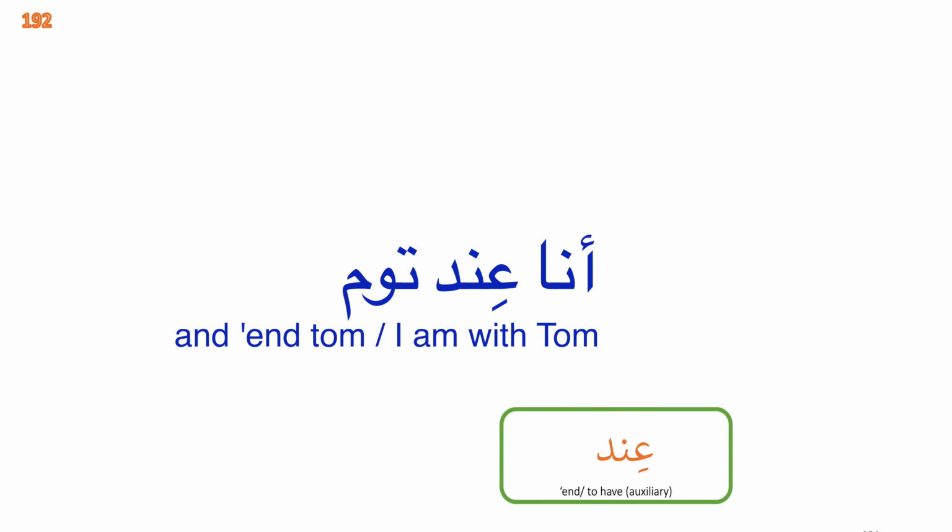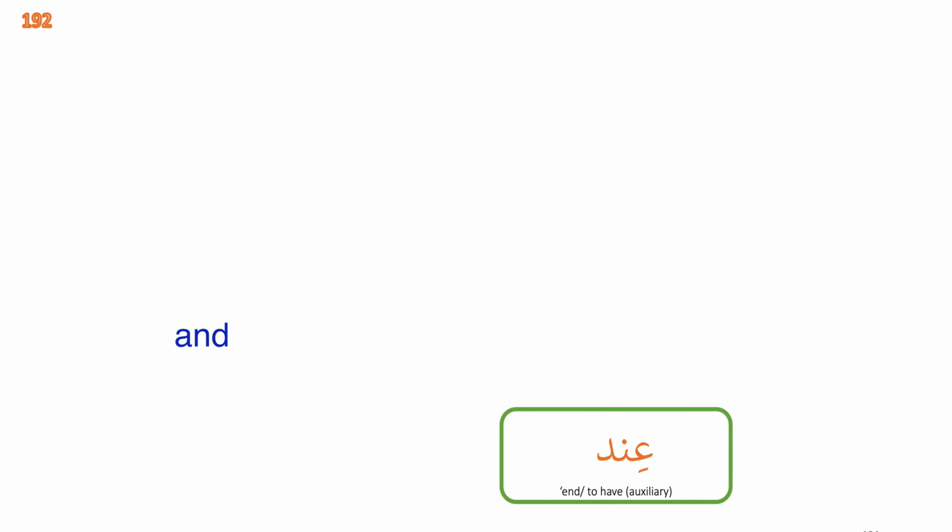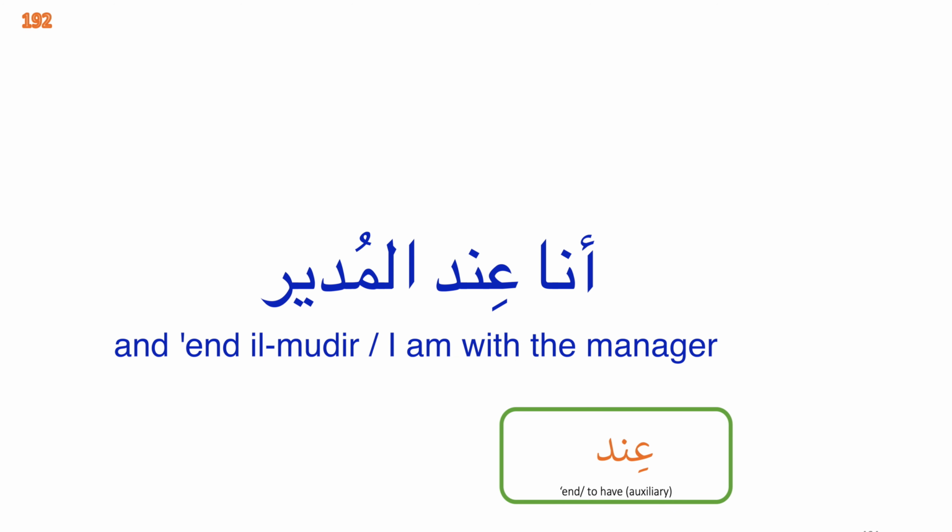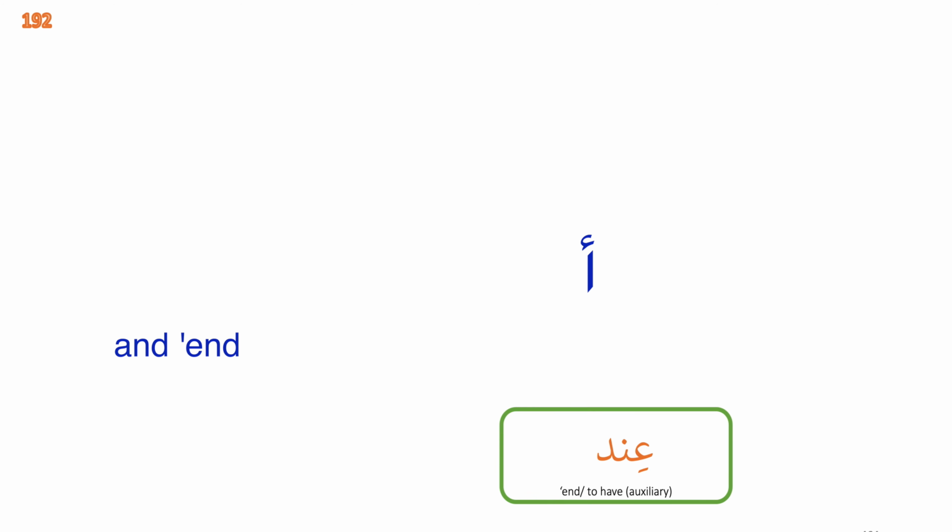By itself in Levantine Arabic, عند is used to refer to something being at a location, very much like you would use it like أنا عند Tom, meaning I'm with Tom, I'm at Tom's place or house or flat, for example. You could equally say أنا عند المدير, I'm with the manager, I'm at the manager's desk or office. You could equally say أنا عند الزبون, I'm with the client.